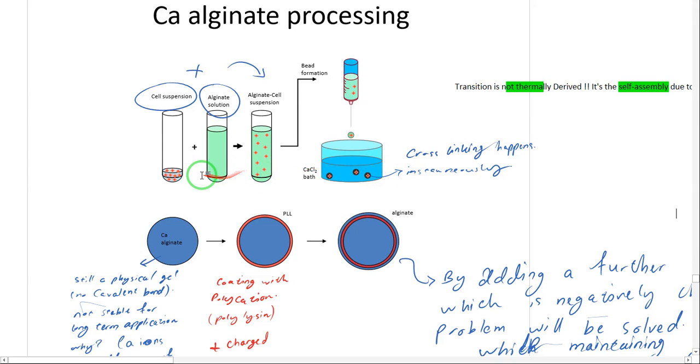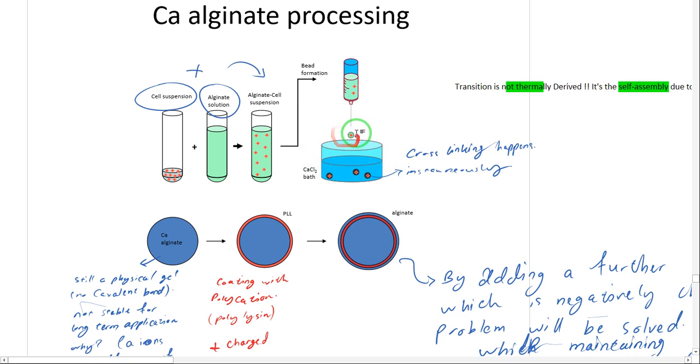Hello again. In the previous video we talked about the use of calcium alginate for encapsulating the cells, and we told you that when we have the suspension of the cells and the alginate and we mix them together by injecting that into this bath containing the calcium chloride, when these droplets are introduced here, due to the presence of the calcium, which is divalent, the self-assembly of these polysaccharides will form the gels.